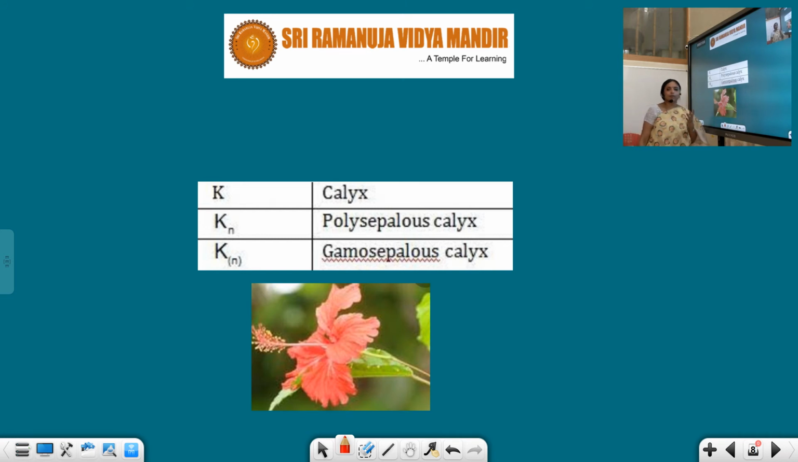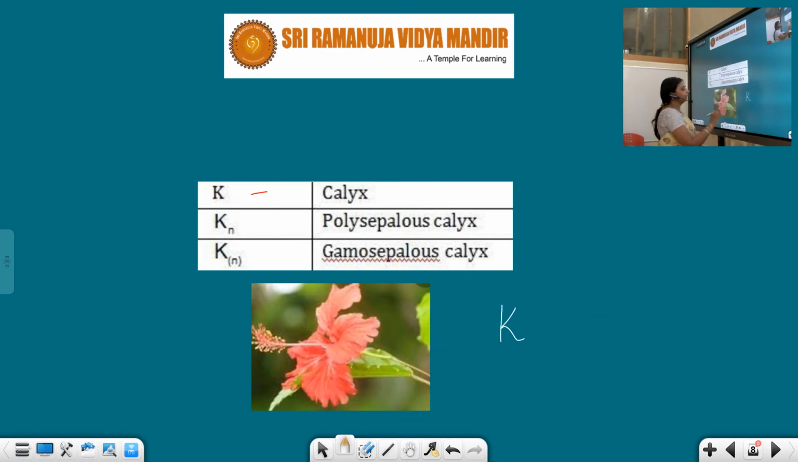After the symmetry and the unisexual and bisexual type, you have to write the floral parts. That means calyx, corolla, androecium and gynoecium. So how do we represent the calyx? For calyx it is K. So capital K is for calyx.